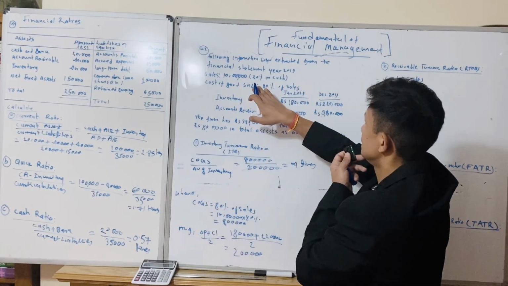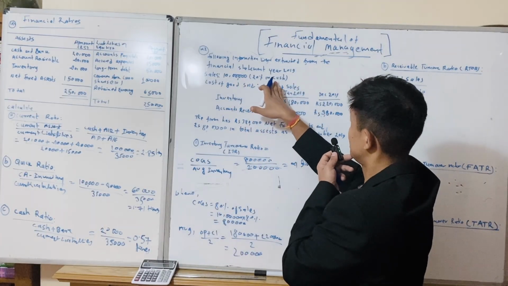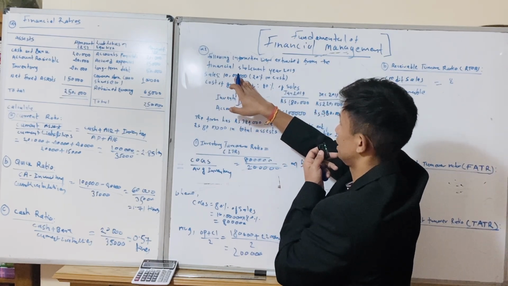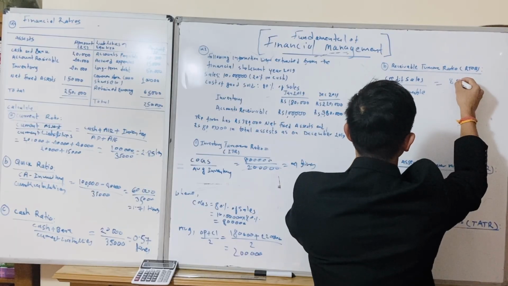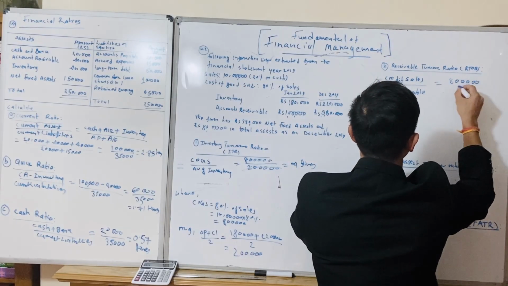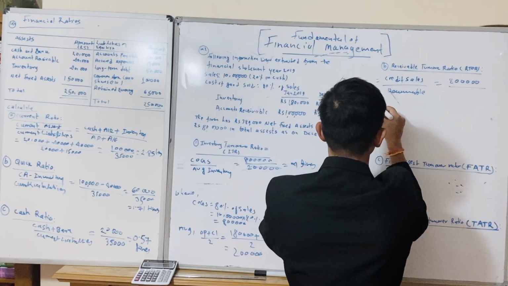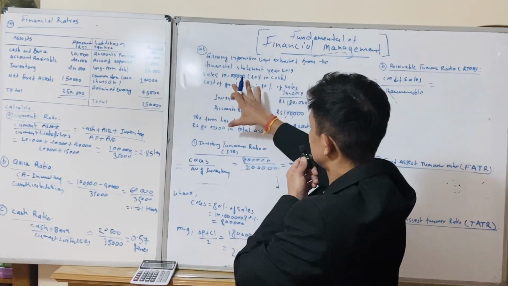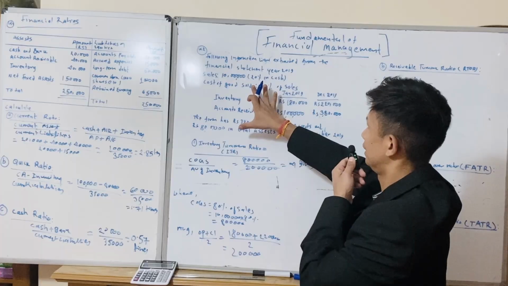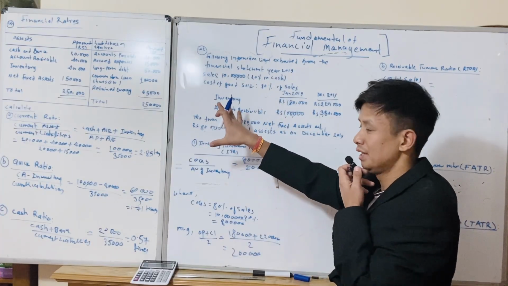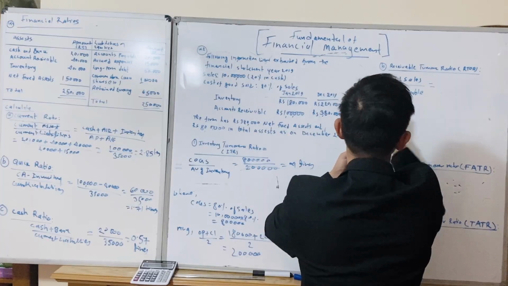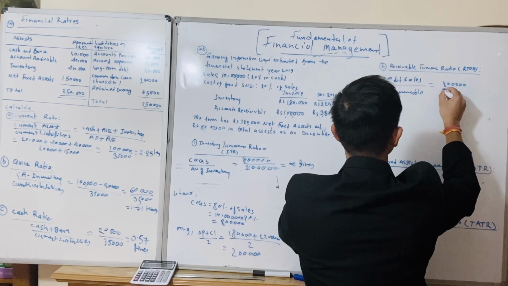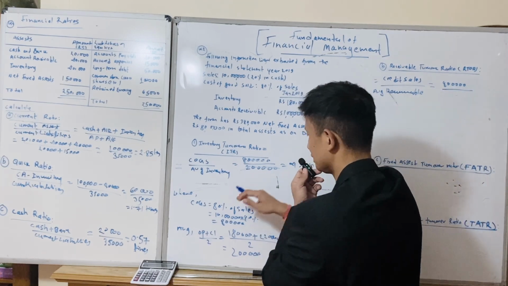The formula for the receivable turnover ratio is credit sales divided by average receivables. It's given here that 20% is cash, so that means 80% is credit. 80% of 10 lakh is 8 lakh. So 8 lakh is credit sales, and the average receivable is calculated the same way as the average stock we calculated earlier.